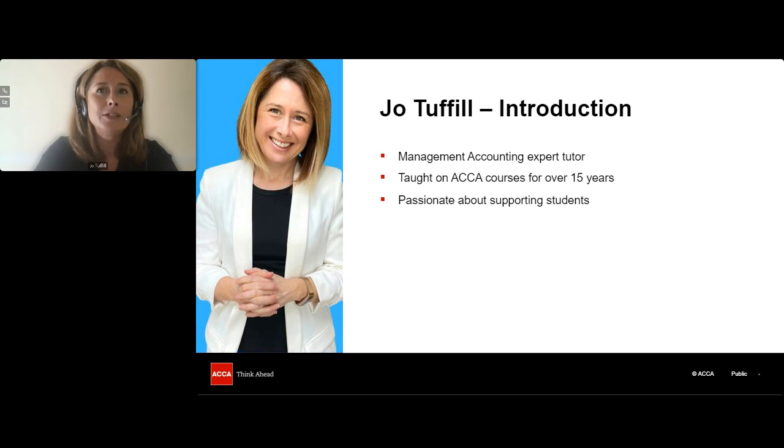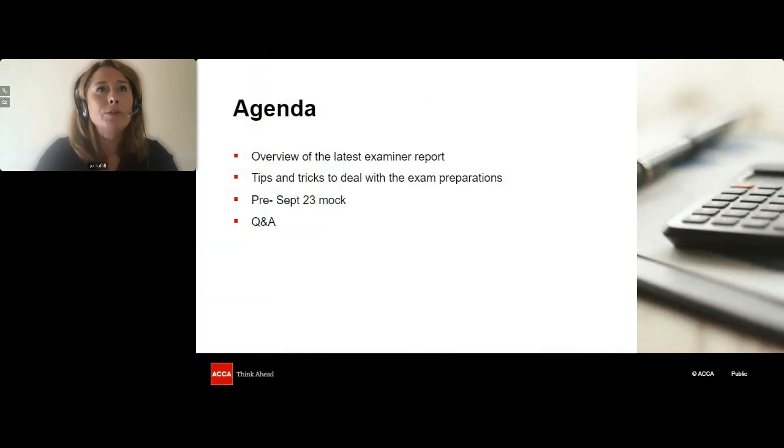So let's have a look at the agenda for today. We're going to go through an overview of the latest examiner's report, one of the most important tools that you have in your kit to get through these exams. Then I'm going to go through some tips and tricks to deal with your exam preparations. We're going to go through the pre-September 23 mock, why it's important, and then we've got some Q&A. So there's quite a lot to cover. So please put your questions in the Q&A as Martin asked, and then we can have a look at answering some of those live.